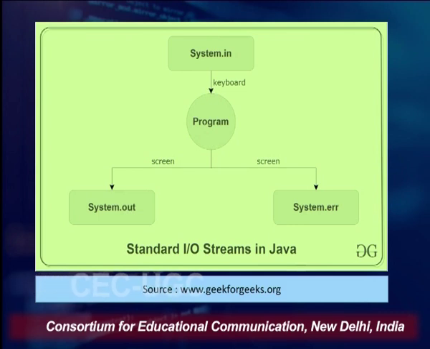So, System.in is the stream which is going to give the data from the keyboard to the program, and then either System.out or System.err are the two streams which are going to display either the output data or the error data respectively on the screen. So, here we have shown that we have three standard input output streams in Java: System.in, System.out, and System.err. So, we have three streams.